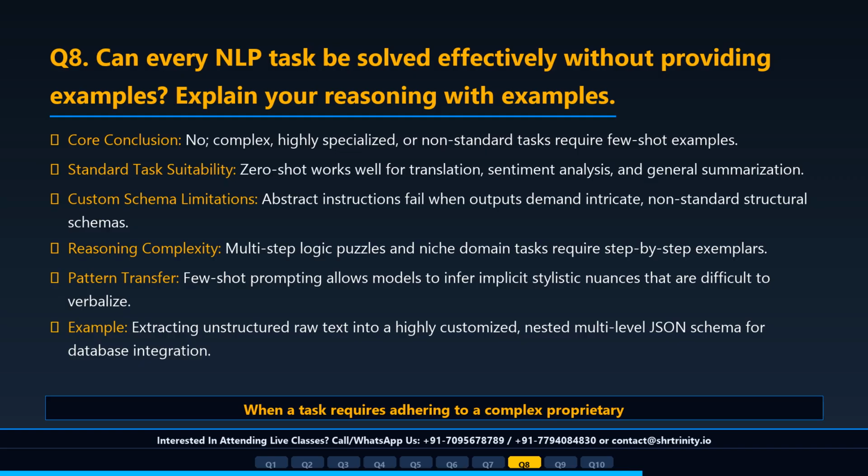When a task requires adhering to a complex proprietary schema, executing multi-step domain reasoning, or mimicking nuanced corporate writing styles, written instructions alone often fall short. In these scenarios, providing concrete few-shot examples gives the model visual patterns to anchor its outputs. Let's step through our database extraction example to see why zero-shot breaks down.